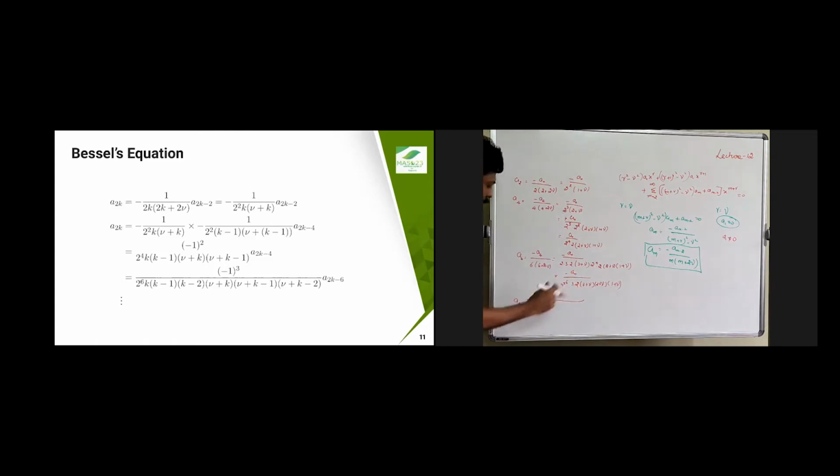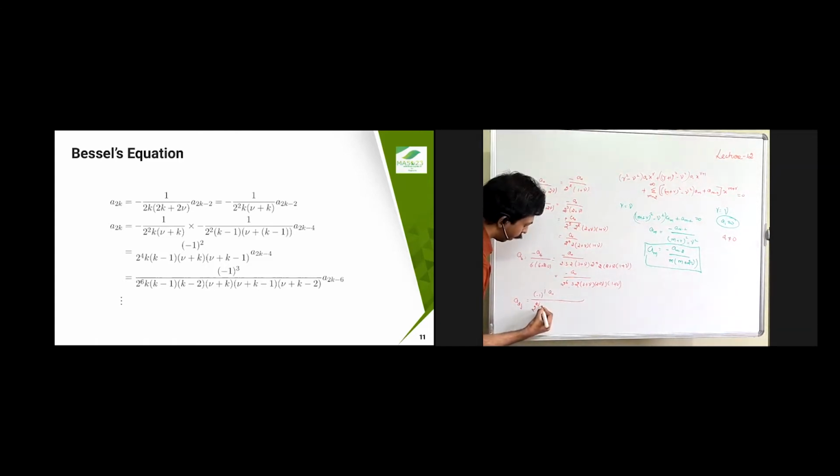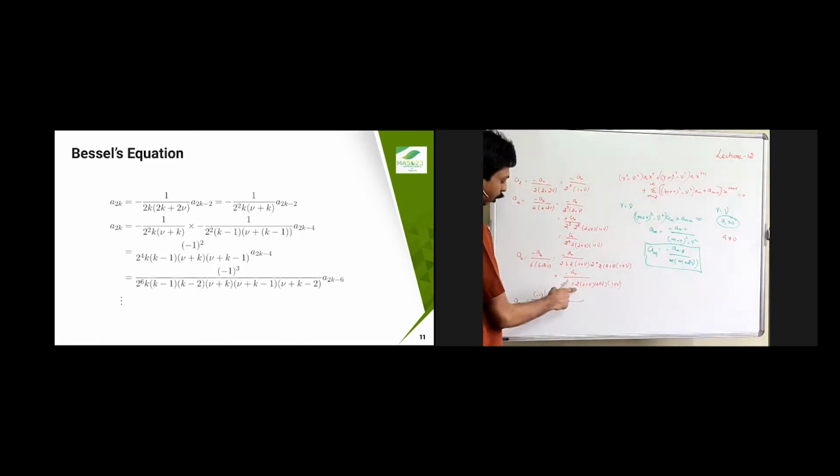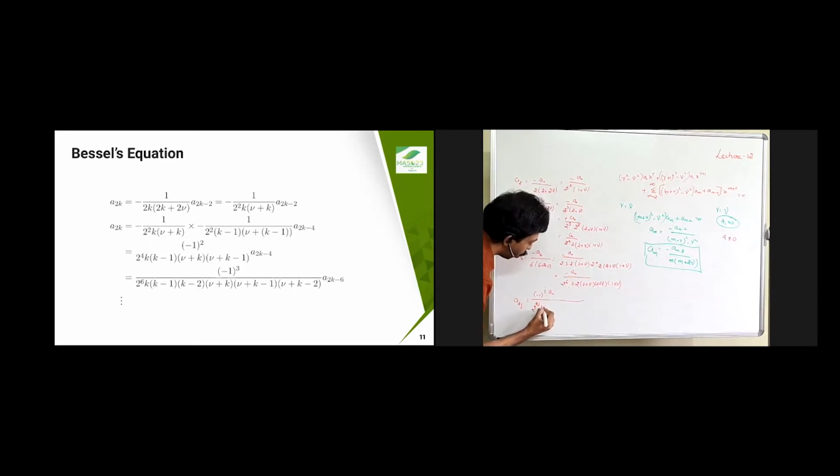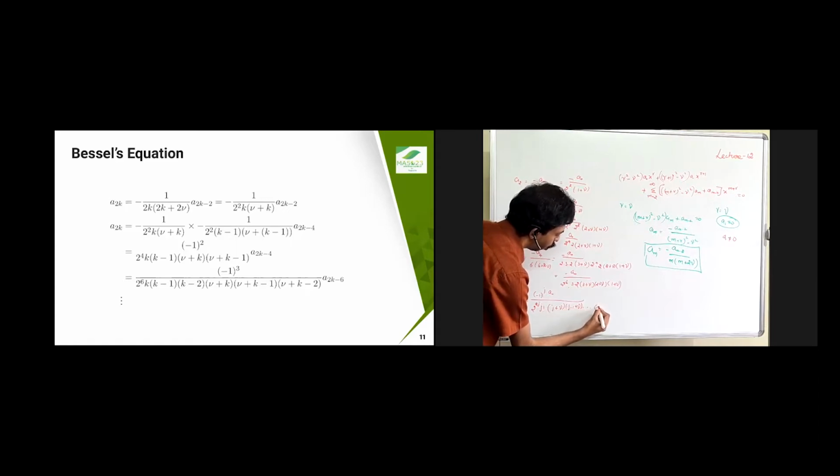Then you can easily guess that 6 means 2j, so 6 by 2 is 3, so this is going to be 3 factorial. Therefore here you can expect j factorial. Similarly, it starts from 3 plus nu, therefore here you can expect j plus nu, into j minus 1 plus nu, etc., into 2 plus nu into 1 plus nu.